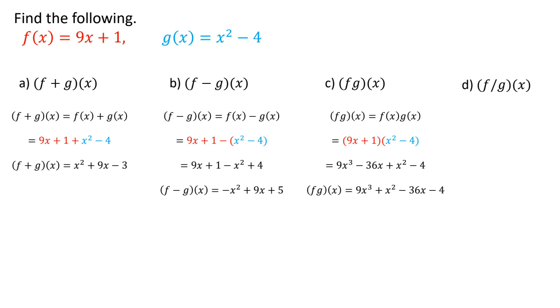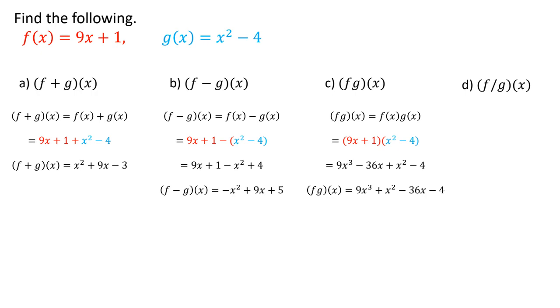For this particular one, I have to do FOIL. So 9x times x squared is 9x cubed. 9x times a minus 4 is a minus 36x. A plus 1 times x squared is a plus x squared. A plus 1 times a minus 4 is a minus 4. Now, you can leave the answer like this because there are no like terms that I can combine, but I like to have things in standard form.